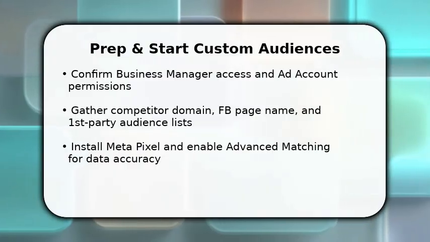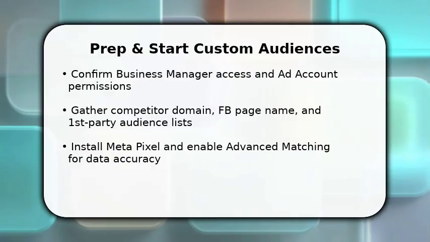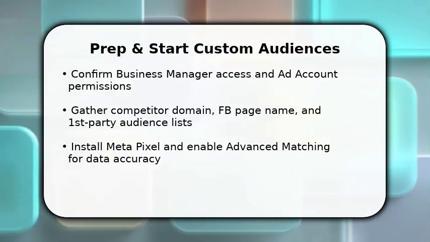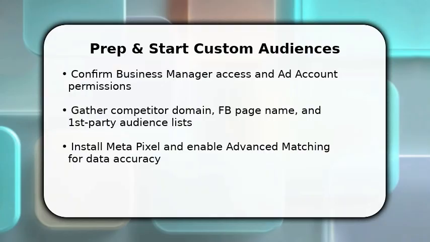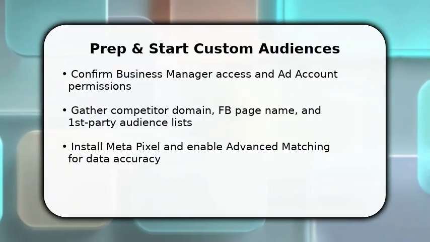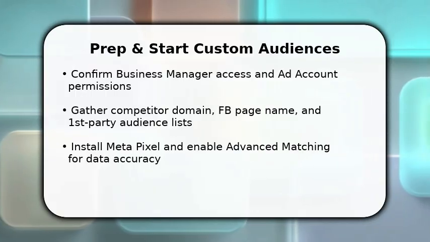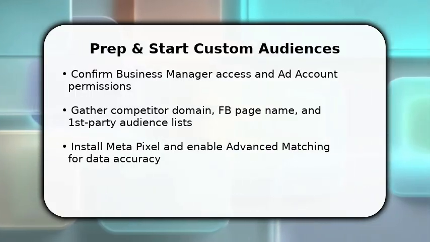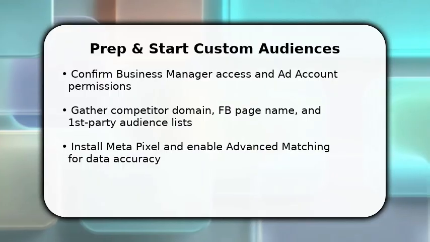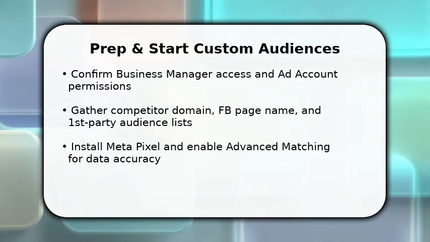You begin by preparing assets. Make sure you have Business Manager access and the right ad account. Next, create or verify your meta pixel and enable advanced matching so events map to people. Once done, compile competitor identifiers, page name, public posts, domain, and your own customer lists.